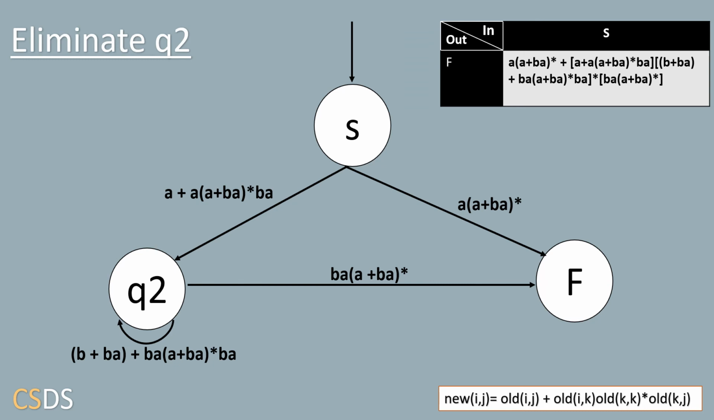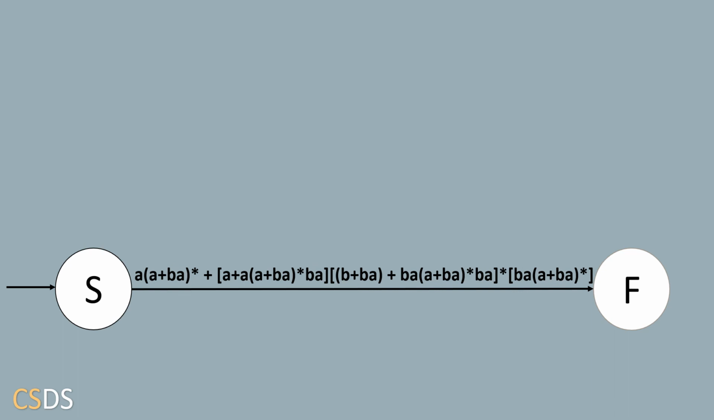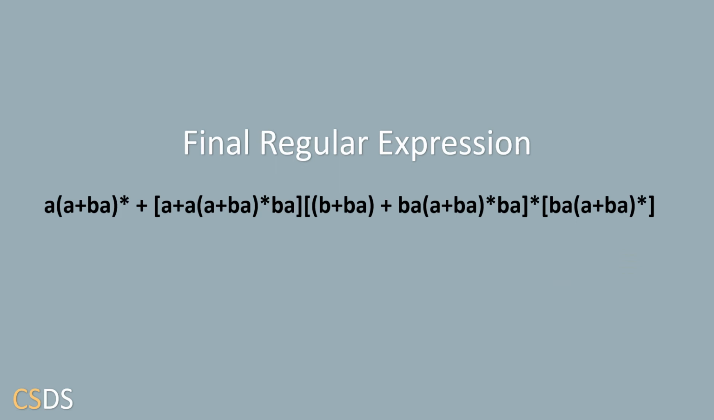So finally, we'll eliminate Q2, and we'll do this in the same way we eliminated Q1 and Q0 by building a table and finding the relevant transitions. And after finding those relevant transitions, we'll build an updated automata without the state Q2. So now that we removed Q2, we can see the final transition from S going to F. And that final transition is our final regular expression.